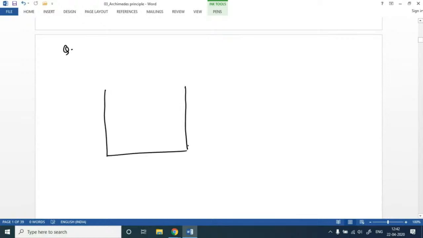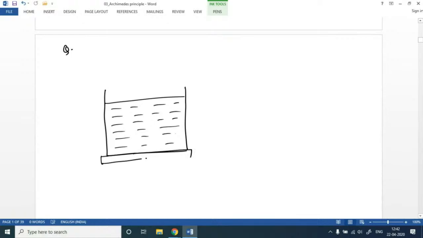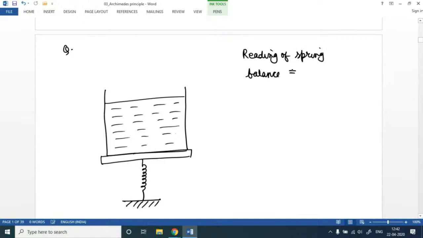Say we have a container filled with some liquid, and that has been kept over a platform, which is kept over a spring balance. The reading of the spring balance right now is equal to 1.5 kg.